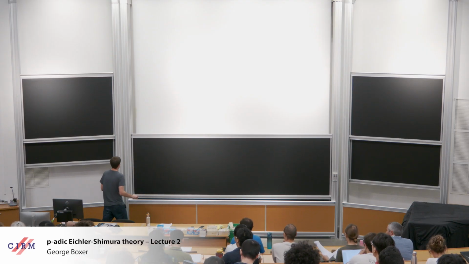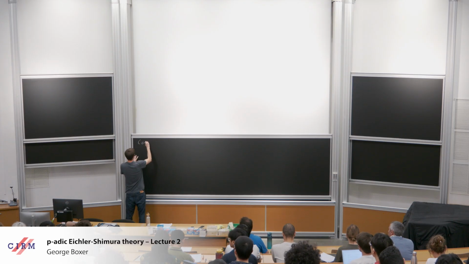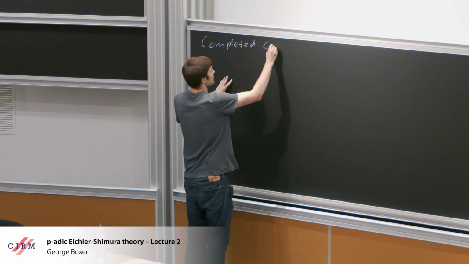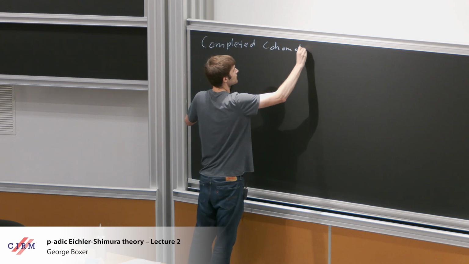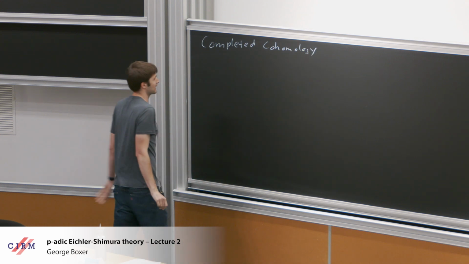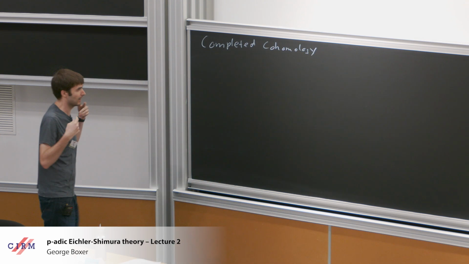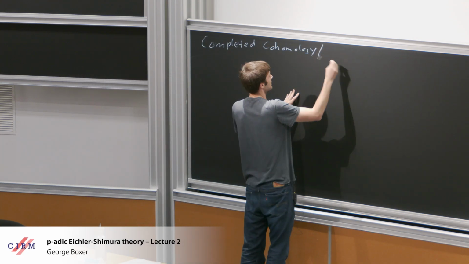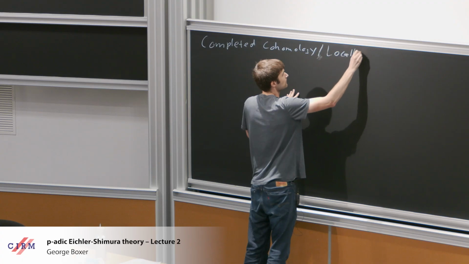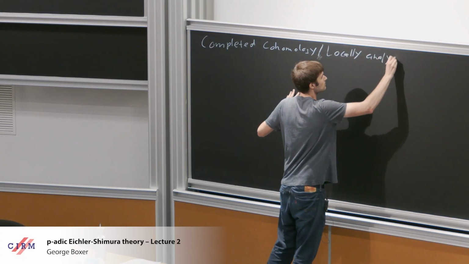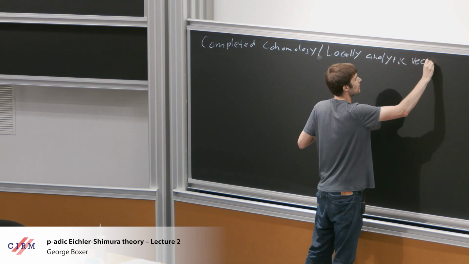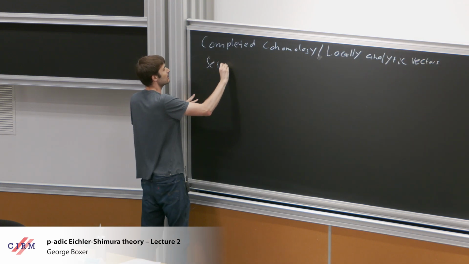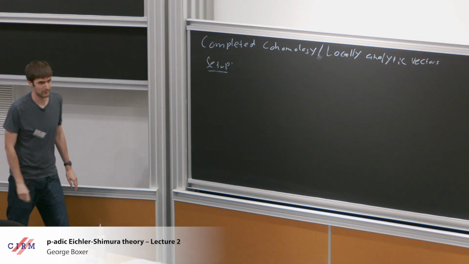So for today, the goal is to introduce one half of what is in this p-adic Eichler-Shimura isomorphism as introduced by Van Sant. So I'll talk about completed cohomology and locally analytic vectors. Let me know if the handwriting gets too small at some point. So let me recall some setup.